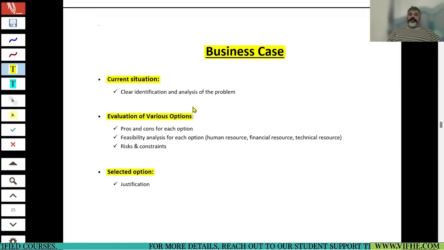So very simple format. A business case will start with the current problem or situation. What are the options we are considering? And finally, which option do you suggest? Okay.